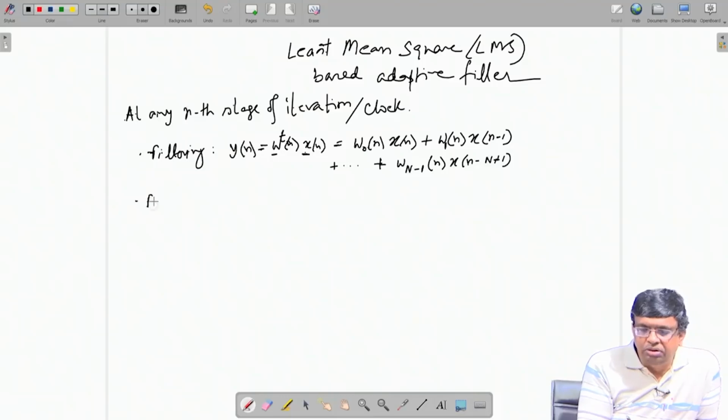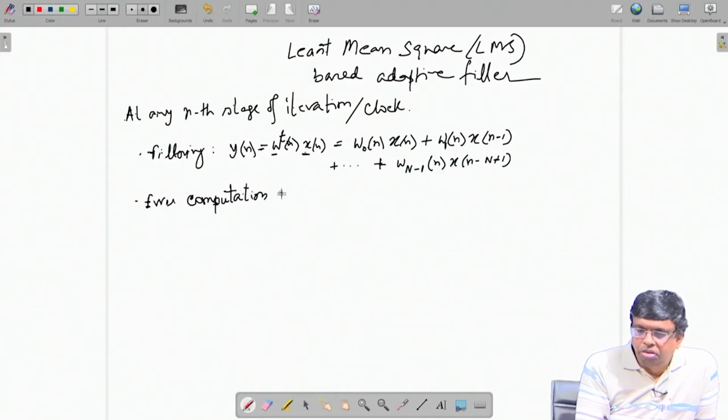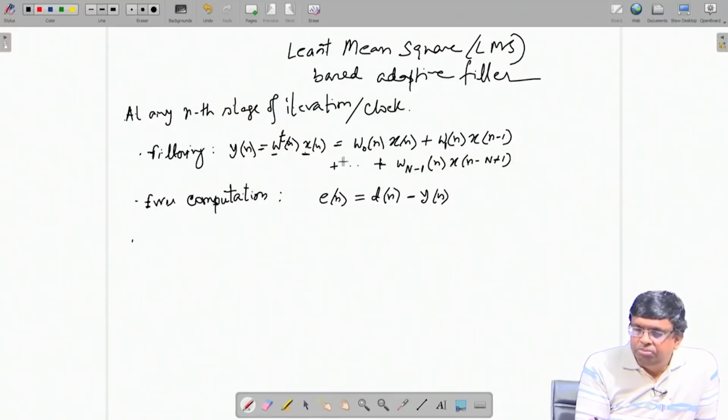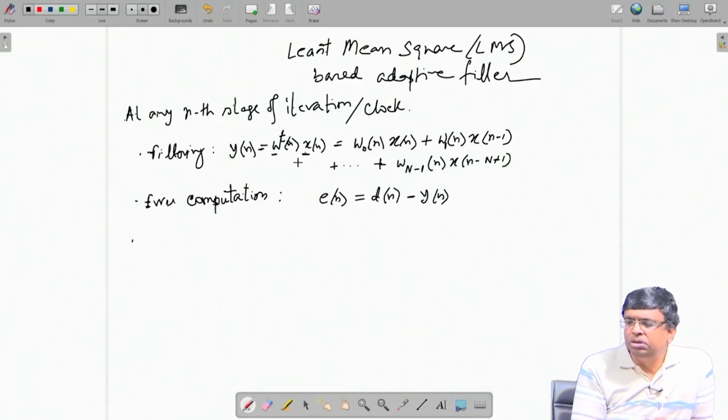Then error computation. You calculate error En as given desired response Dn minus Yn, this Yn is filter output. Then you update the weight vector Wn to a new value Wn plus 1 by the LMS formula, and the Wn plus 1 you hold till the next cycle comes, then you give it to the filter, then Wn plus 1 vector will be used as the new filter at n plus 1th clock.